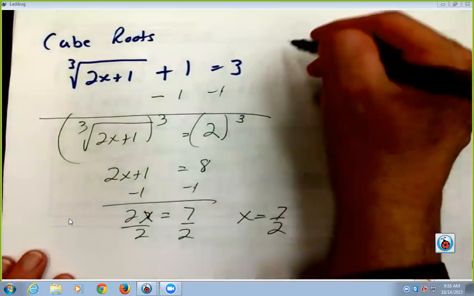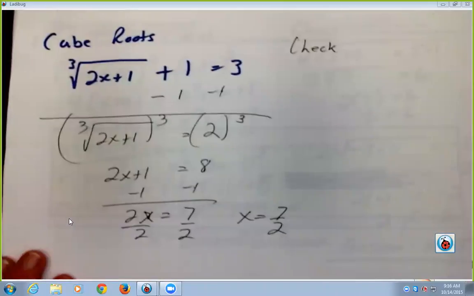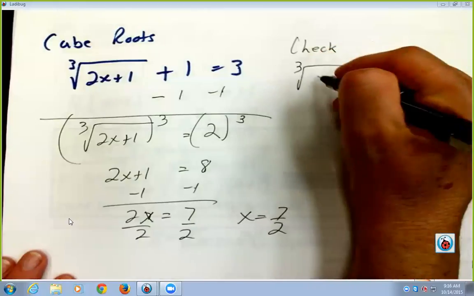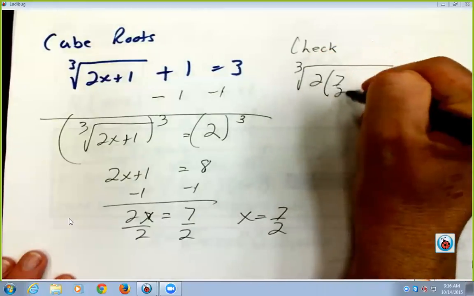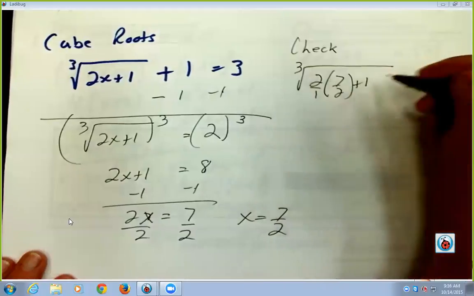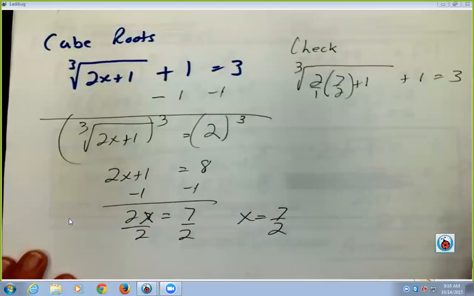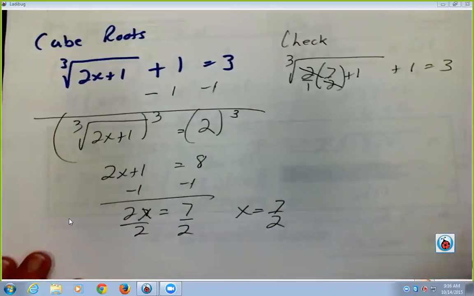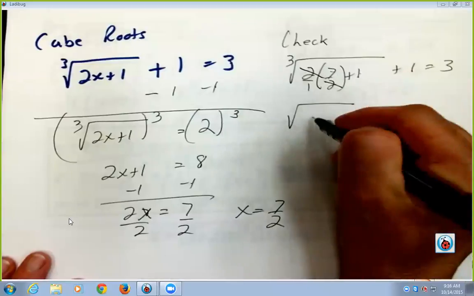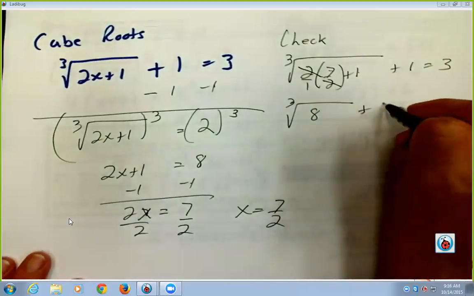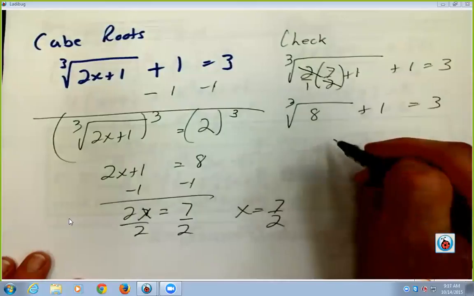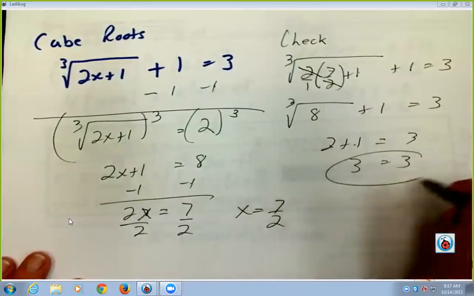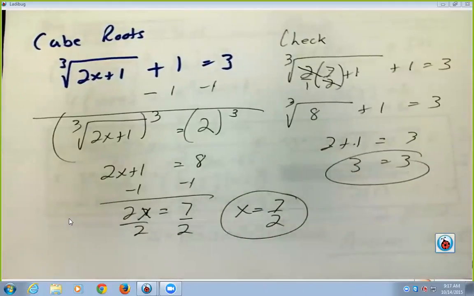So I check on this one, plugging it in here. 2 times 7 halves plus 1 on the outside, does it equal 3? These 2's will cancel inside, so it made it nice. 7 plus 1 is 8, plus 1 on the outside. Cube root of 8 is 2. 2 plus 1 is 3. So it does work. So 7 halves would be my solution.